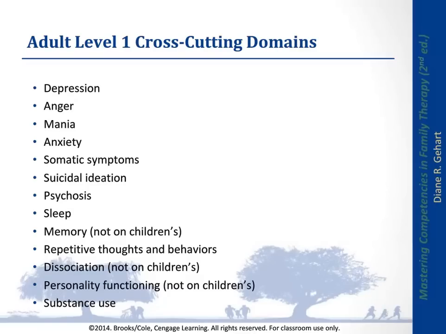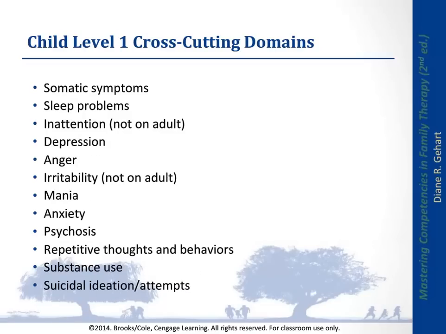So in terms of the actual domains, here you can see the adult level 1 cross-cutting symptom domains: depression, anger, mania, anxiety, somatic symptoms, suicidal ideation, psychosis, sleep, memory, which is not on the children's list, repetitive thoughts and behaviors, that would go with OCD, dissociation, which is not on the children's, personality functioning, which is not on the children's, and substance use.